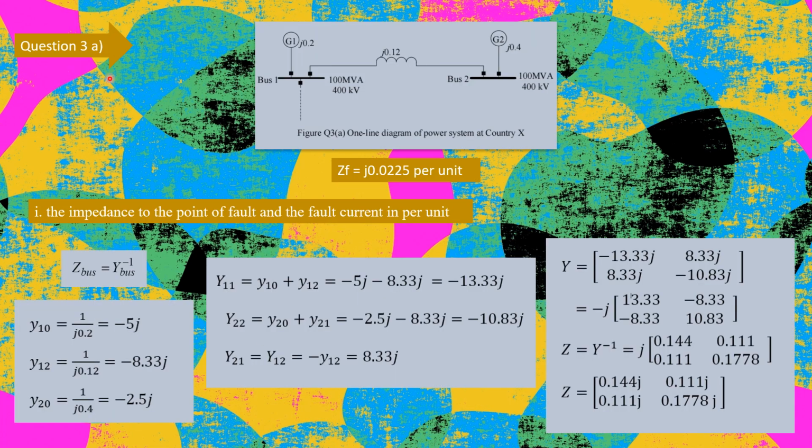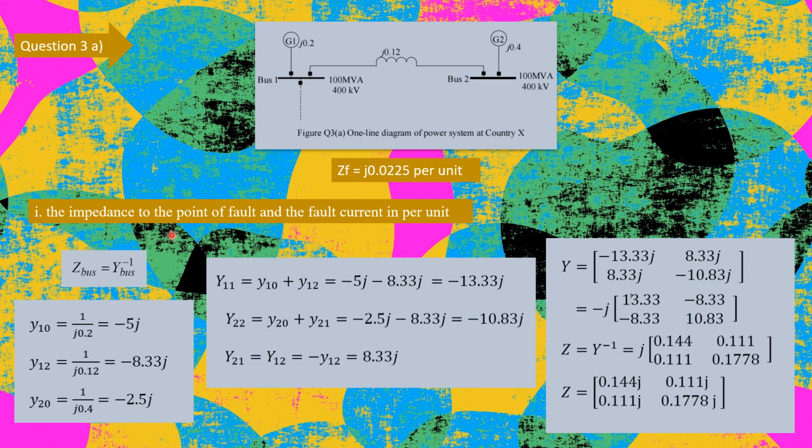Question 3a. Figure Q3a shows a one-line diagram of a power system at country X. Given ZF is equal to j0.0225 per unit. We are required to calculate the impedance to the point of fault and the fault current in per unit.